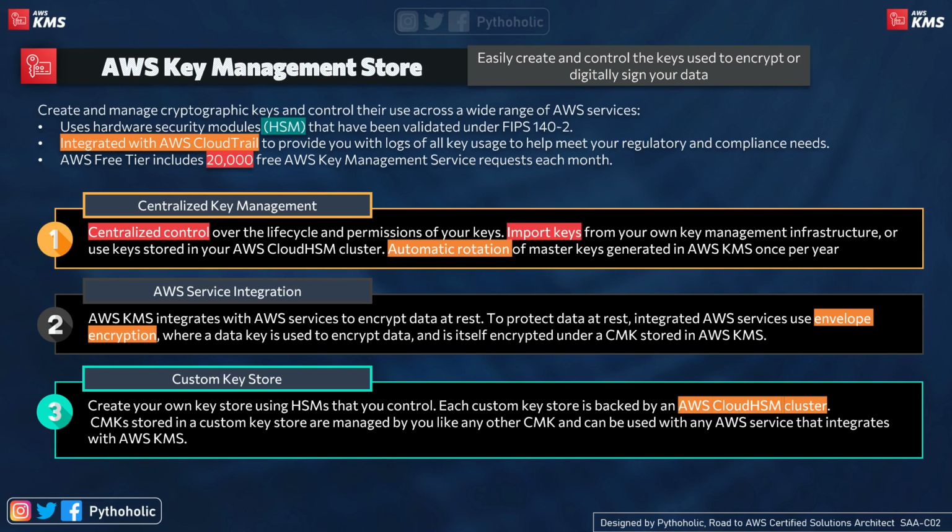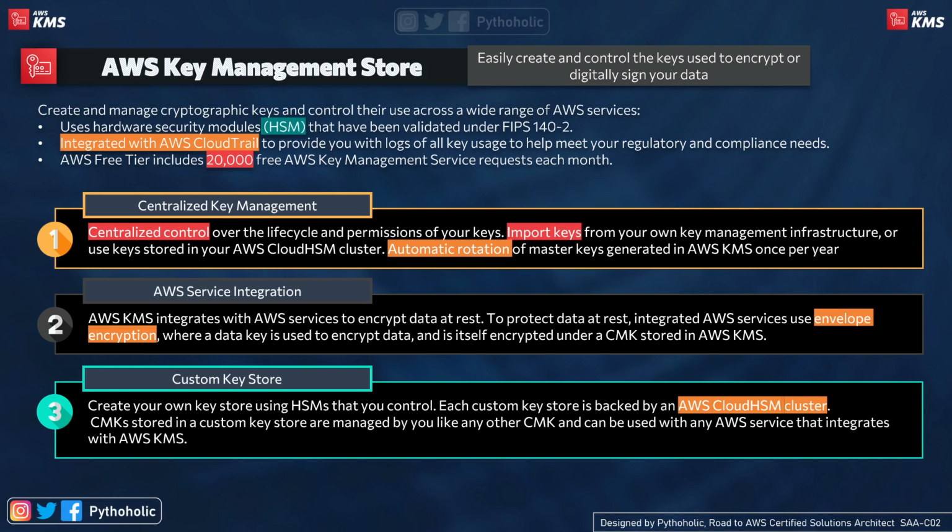The main objective of using KMS is that it helps you to easily create and control the keys used to encrypt, decrypt, or digitally sign your data. I know this might be a bit confusing, but just keep in mind that whenever you want to encrypt any data that you make use of in AWS, you can more or less use KMS to do that job for you. Here in KMS, you can create your own cryptographic keys and manage them using the KMS console or CLI and use them across almost all the services that are supported.